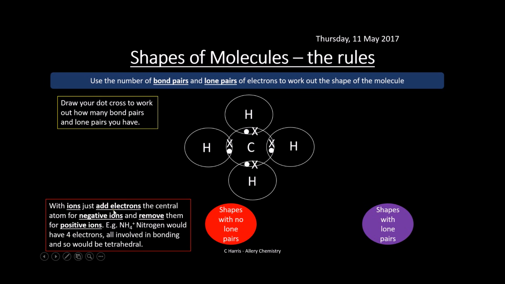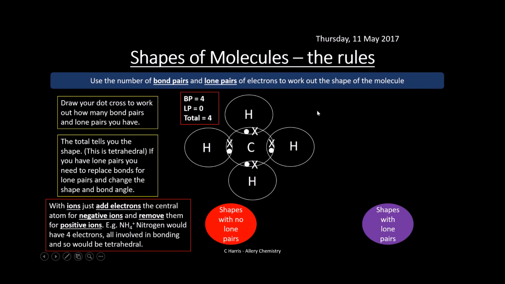Now I must add this setup here, this kind of process is only applicable for working out bond angles. This isn't actually what happens in reality. This is purely just a method for working out the bond angles. So if you look here, you've got bond pairs 4, lone pairs 0. This has got a total of 4. So this total number here, this basically tells you it's tetrahedral. We'll look at the shapes in a minute.